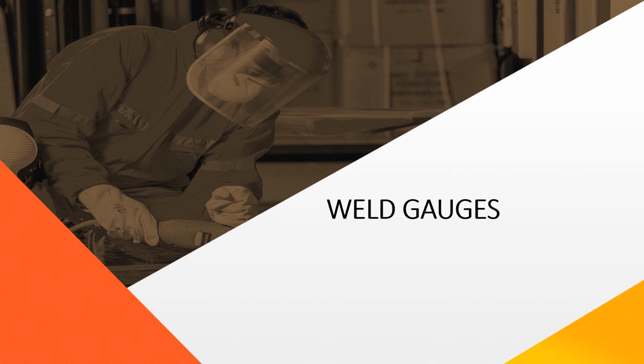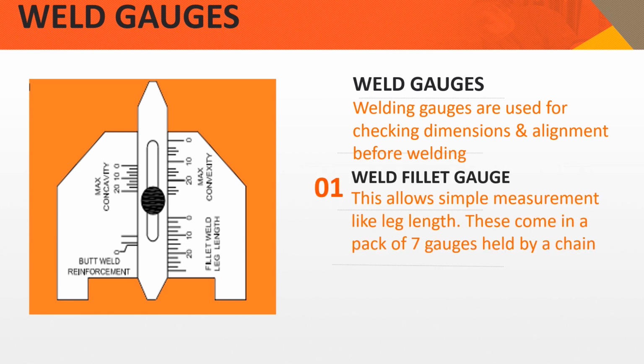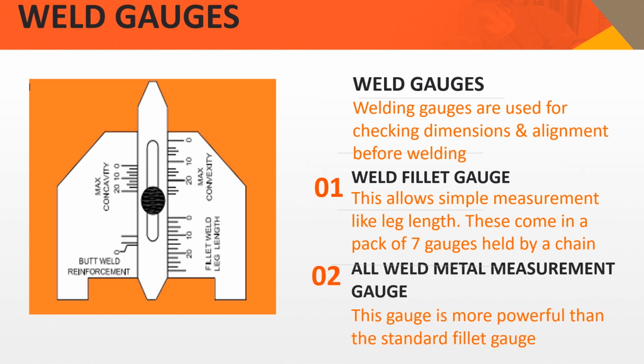Weld gauges. Weld gauges are used for checking dimensions and alignment before welding. First, weld fillet gauge. This allows simple measurement like leg length. These come in a pack of 7 gauges held by a chain. Second, all weld metal measurement gauge. This gauge is more powerful than the standard fillet gauge.